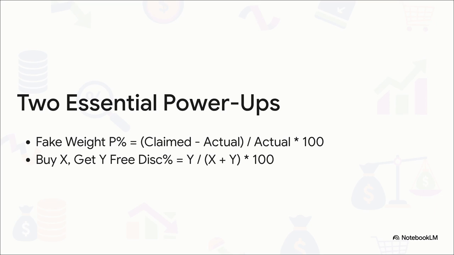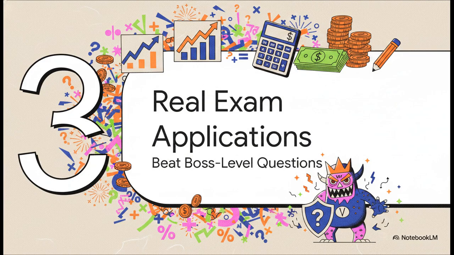Trick 5, that's for those buy X, get Y free offers you see everywhere. To find the real discount percentage, take the number of free items, call that Y, and divide it by the total items you walk out of the store with, which is X plus Y. Piece of cake. Moving into part 3, real exam applications.